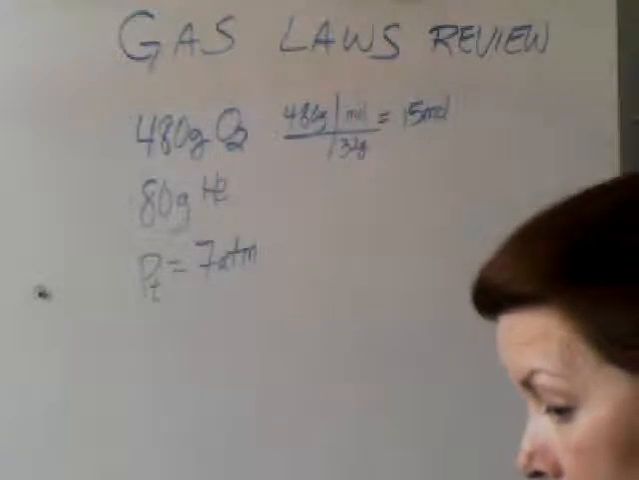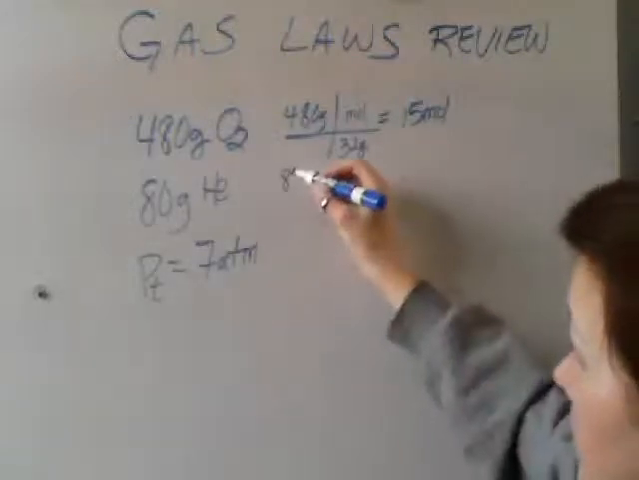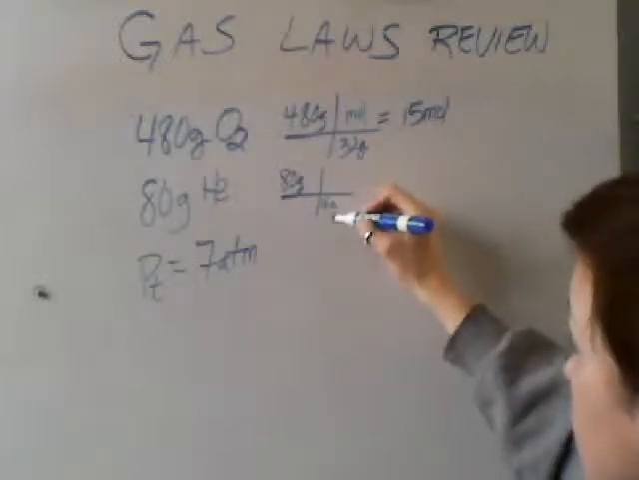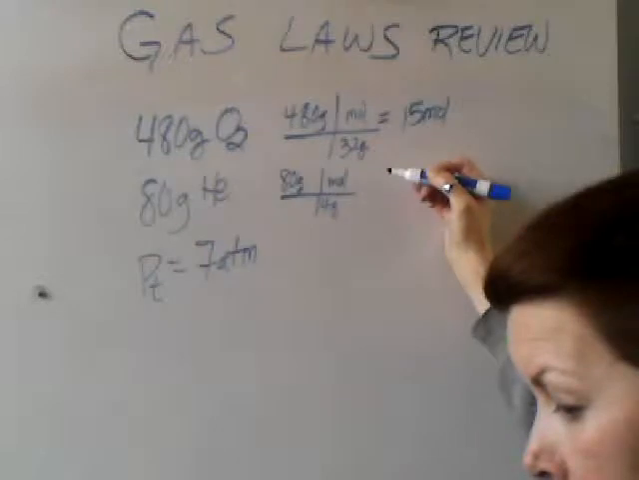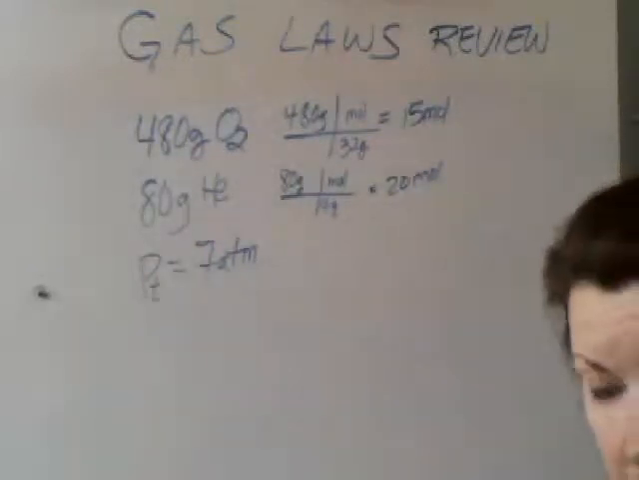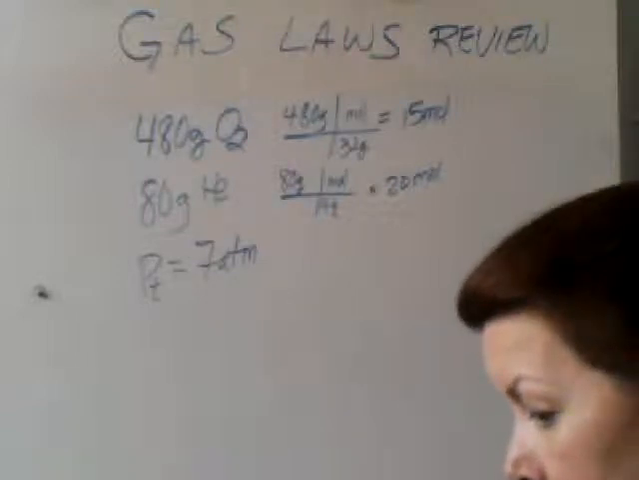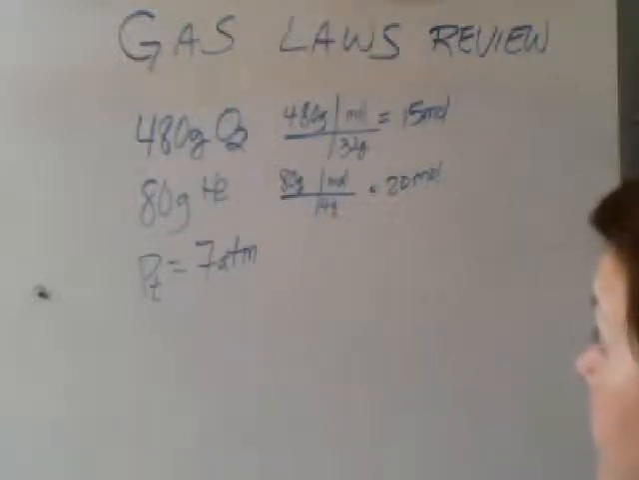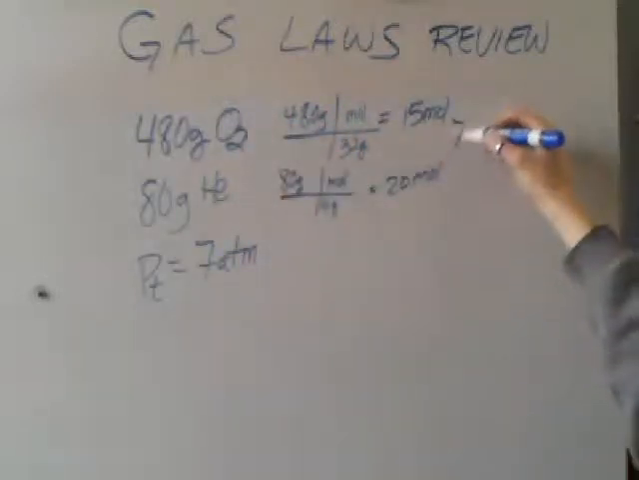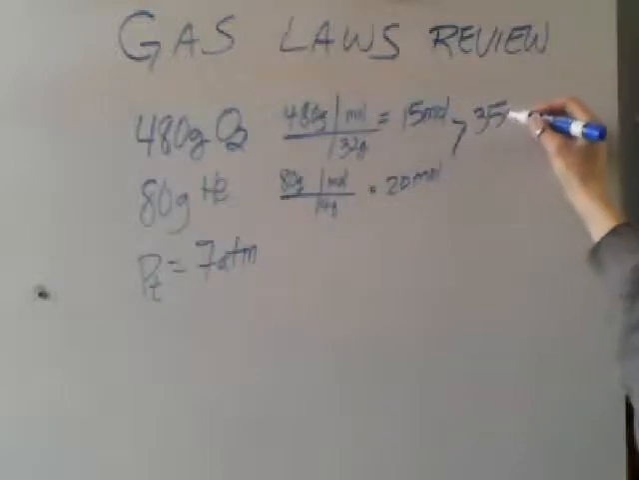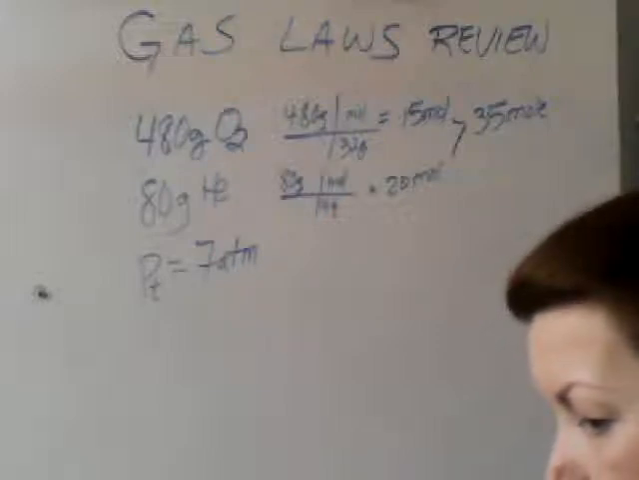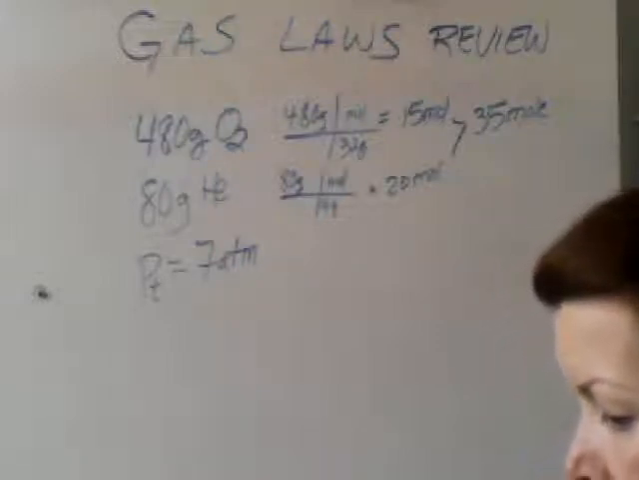How many moles of helium are in the tank? We solve that the same way. We have 80 grams of helium. We know that the molar mass of helium is 4 grams per mole, and so we can solve that we have 20 moles of helium in our tank. Question C says, what is the total moles in our tank? Well, we have some oxygen, we have some helium, and if we add them together, we have 35 moles of gas in our tank.